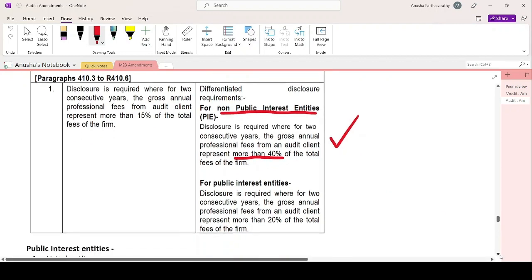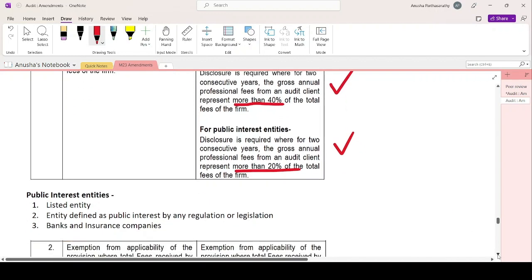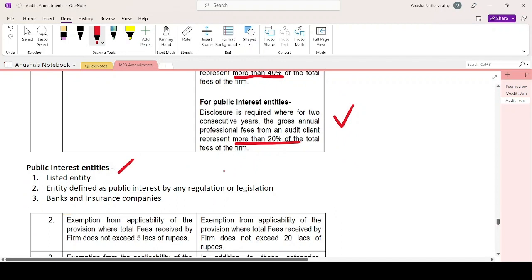For a public interest entity, disclosure is required where for 2 consecutive years the gross professional fees from an audit client represent more than 20% of the total fees of the firm. For non-public interest it is 40%, and for public interest it is 20%. Who are those public interest entities? Listed entities identified as public interest, and then banks and insurance companies.